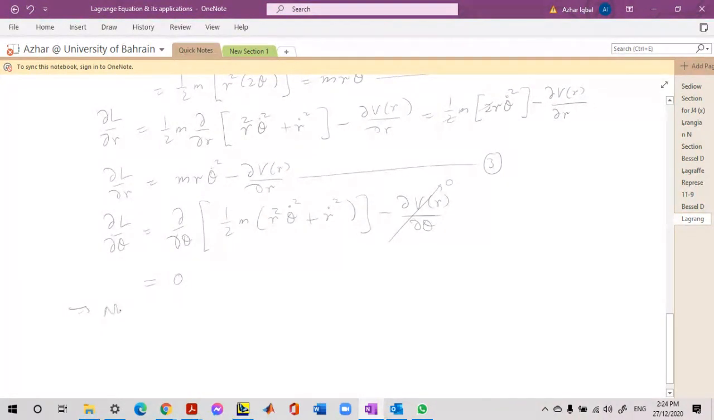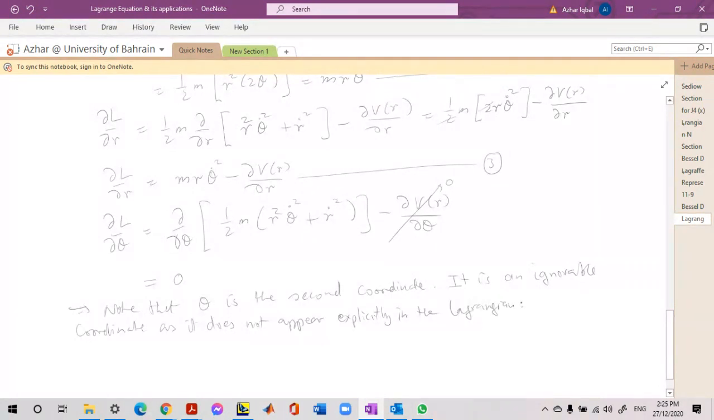So we can note that theta is the second coordinate, and it is an ignorable coordinate, as it does not appear explicitly in the Lagrangian, which you can see.